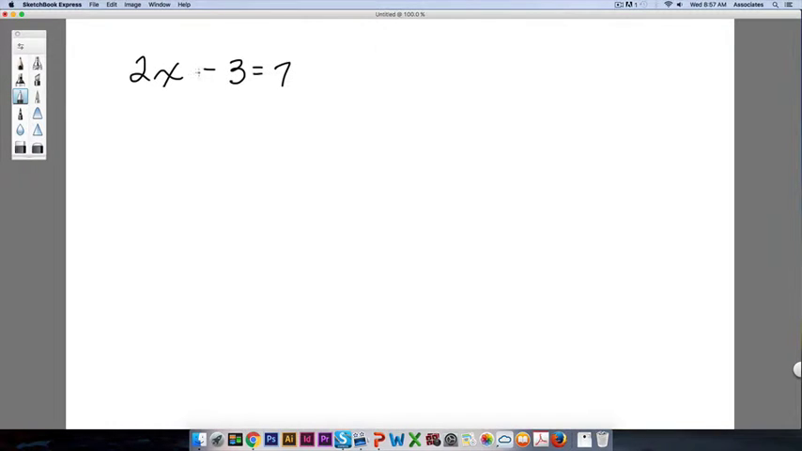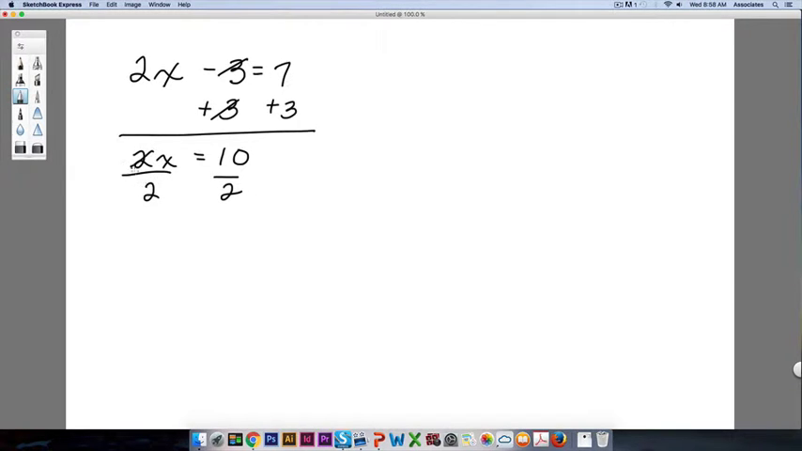Here I have multiplication, here I have subtraction. I always get rid of the lower operation first, so the opposite of subtracting 3 is adding 3. What I do to one side, I do to the other. These are inverses, so they cancel, so we get 2x equals 10. This says 2 times x equals 10. The inverse of multiplying is dividing. These cancel out because they're inverses, so I get x equals 5.